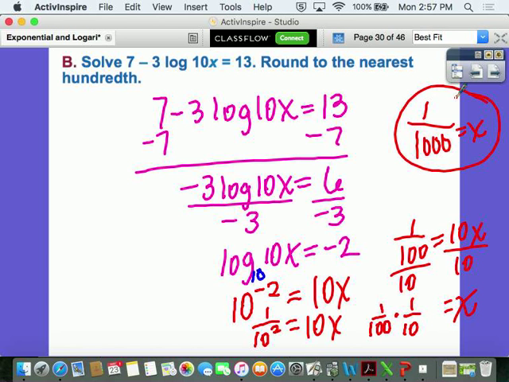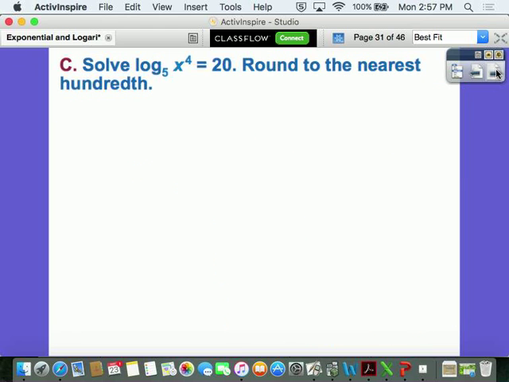Now this one was a little bit algebra heavy, but it works the same way. A little bit of exponent work, a little bit of old school keep, change, flip. But the main thing was you had to get the log by itself in order to solve it. All right, one more together, and then you're going to try one on your own.